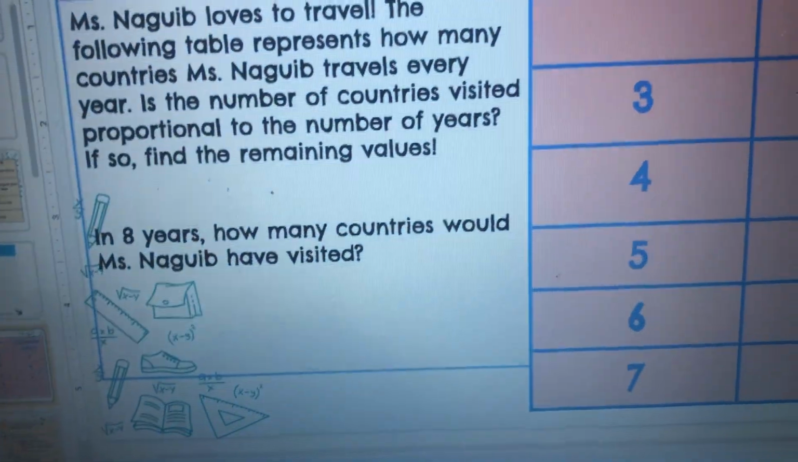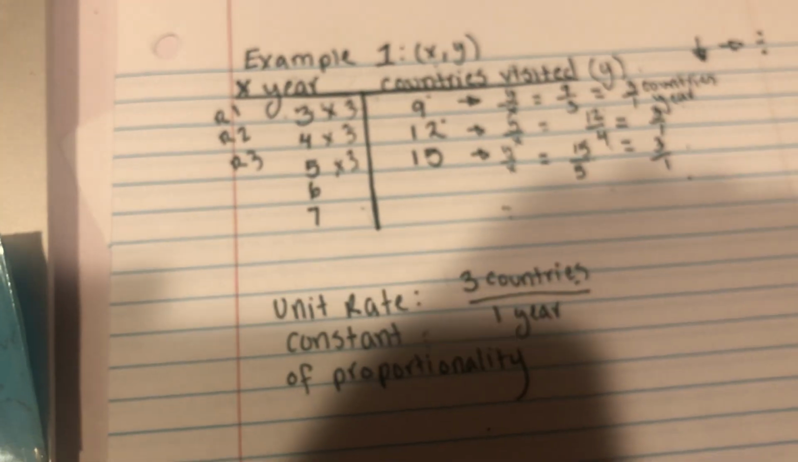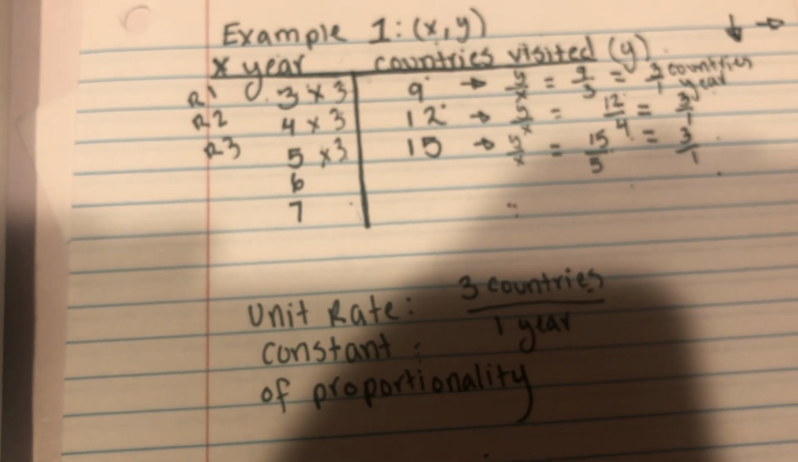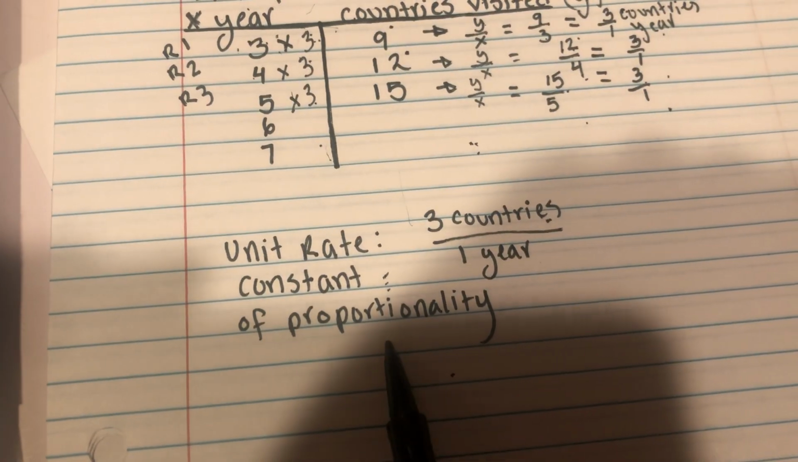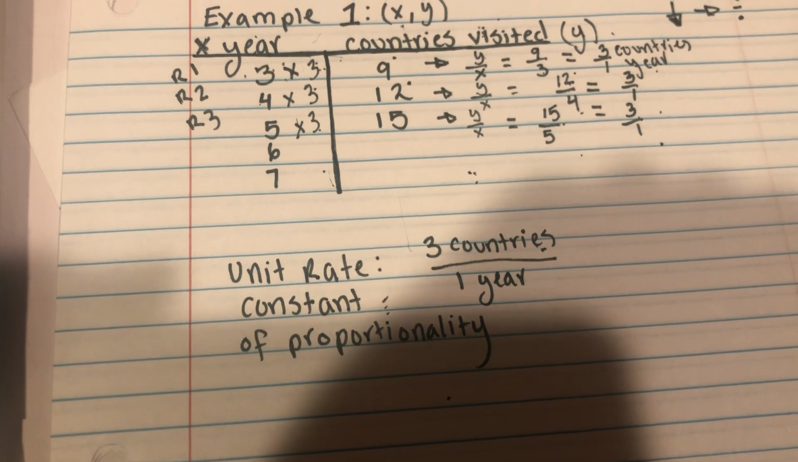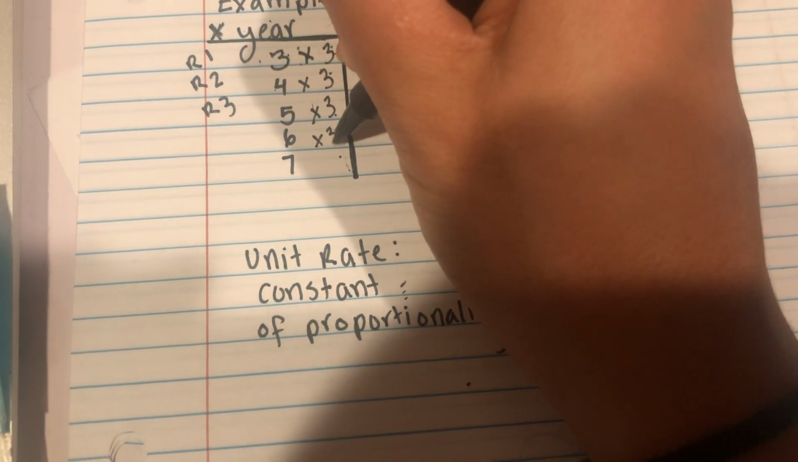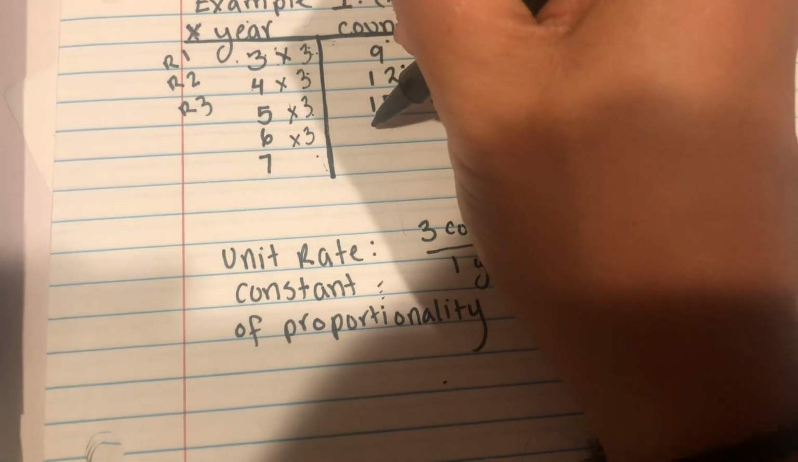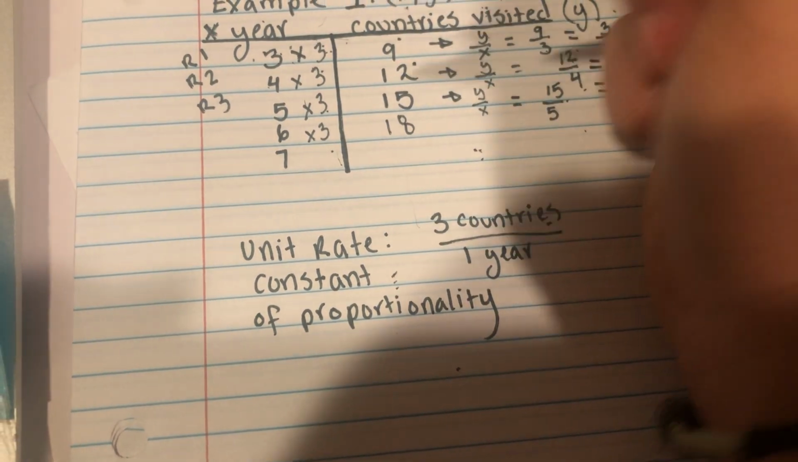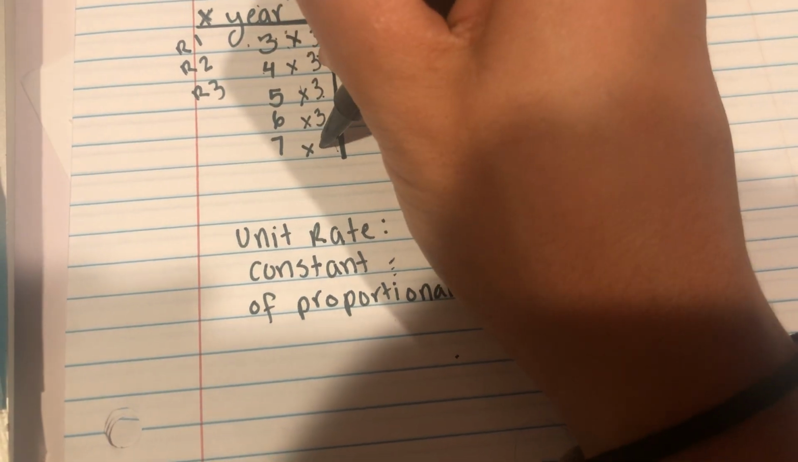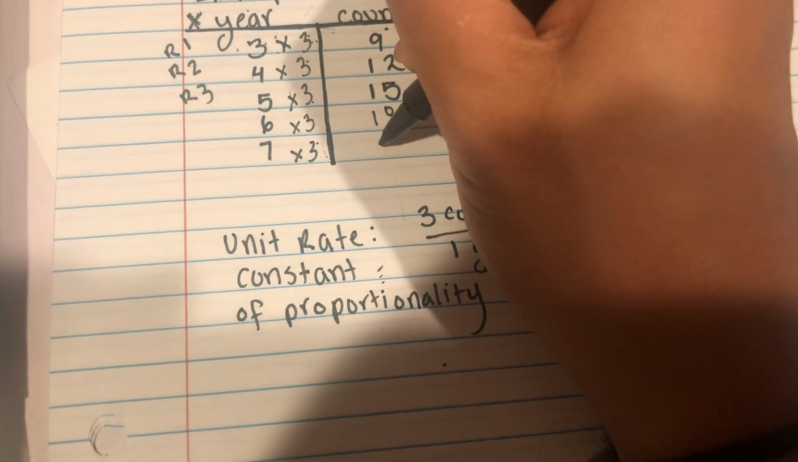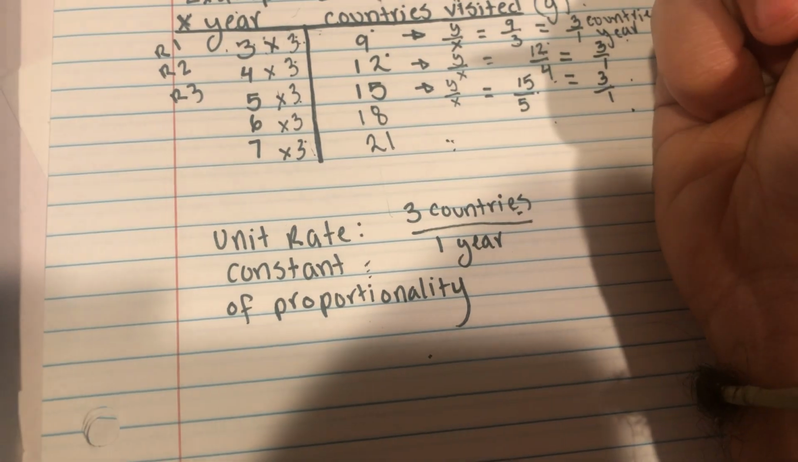So what's easy is the last step here. Question number 2 says we have to find the remaining values, and in 8 years, how many countries would Miss Naguib have visited? So if this is a proportional table, that means the constant is always being multiplied with my x values. So in 6 years, we're just going to multiply by 3. Miss Naguib would have visited 18 countries. And in 7 years, Miss Naguib would have visited 21 countries.